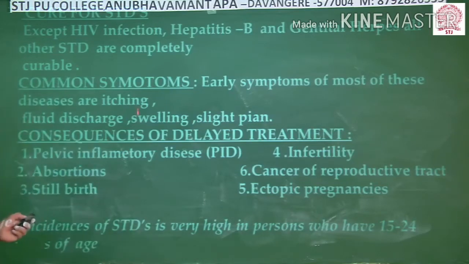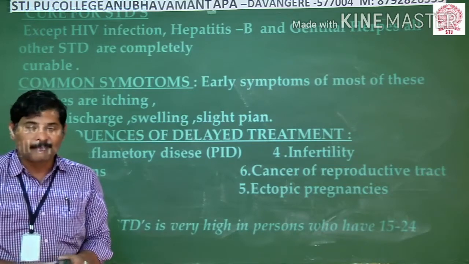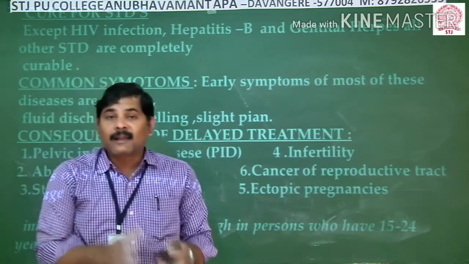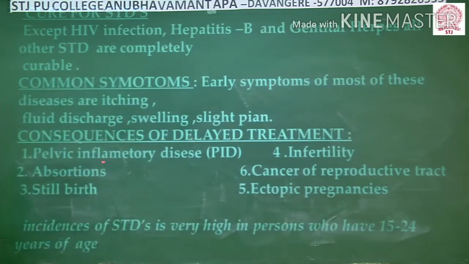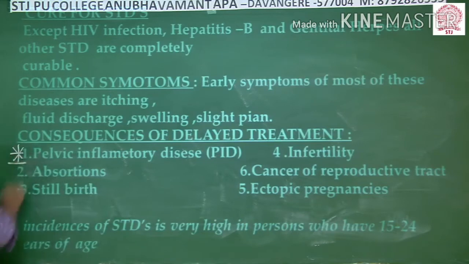Then the common symptoms. What are the common symptoms? Common symptoms include an itching sensation, fluid discharges, swelling of the affected organs, and slight pain at the affected organ. All these are the common symptoms for all the varieties of sexually transmitted diseases. If the disease is ignored and the person doesn't take treatment in the initial days, then the consequence of the disease leads to, see this point, pelvic inflammatory disease, simply called PID. It is a very important point.